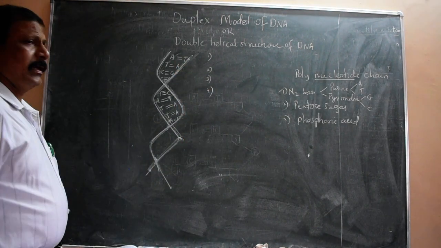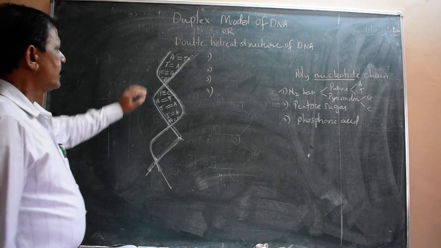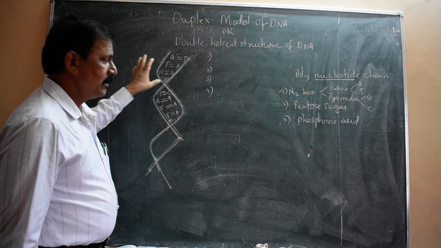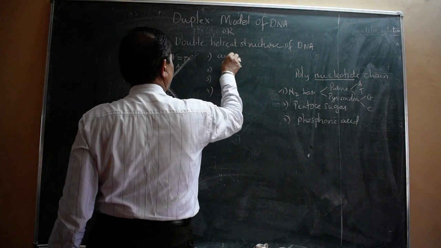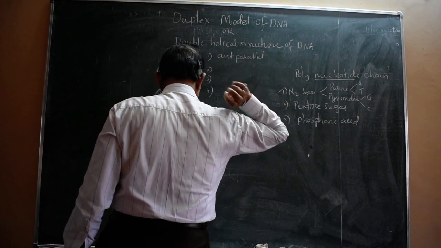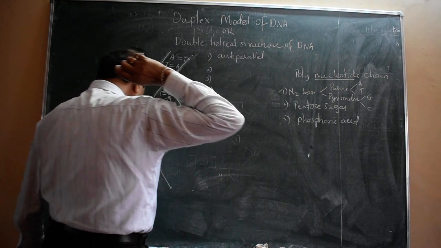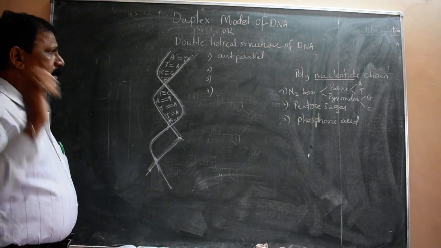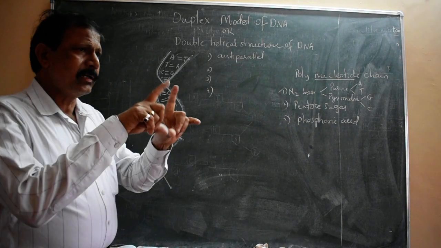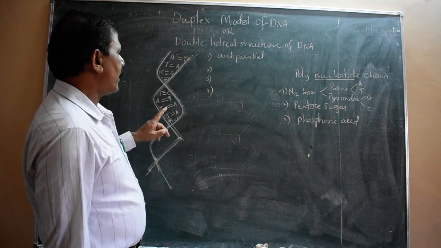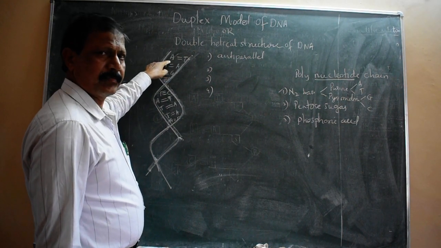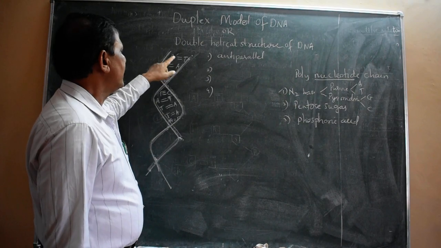So that is why the general characteristic features of the duplex model of DNA: the first one is that the DNA double strands are anti-parallel. The double-stranded molecules are anti-parallel, and so their single-stranded chains are both anti-parallel. Anti-parallel means if here is a T, here must be the A, or if here is an A, here must be the T.